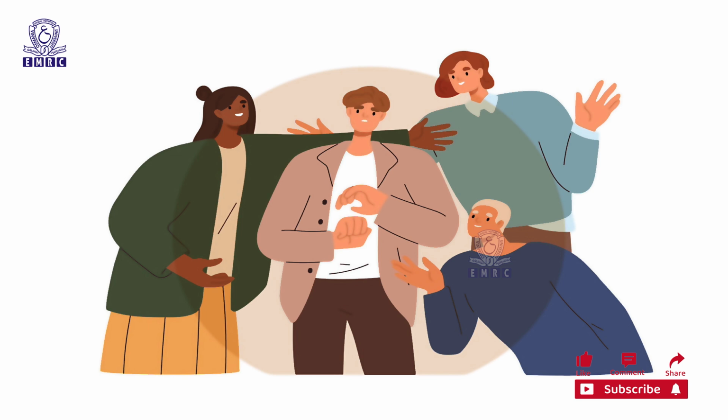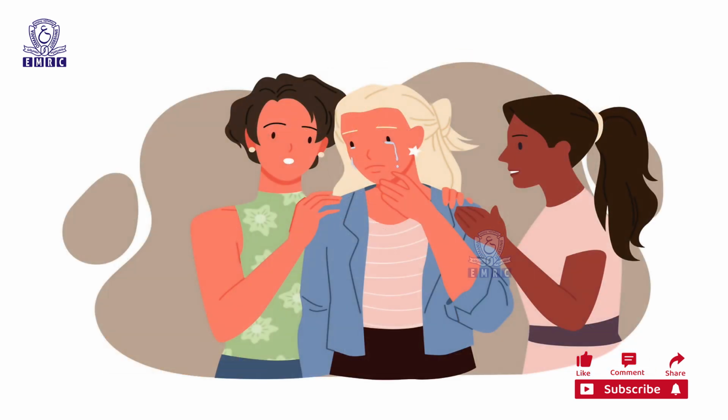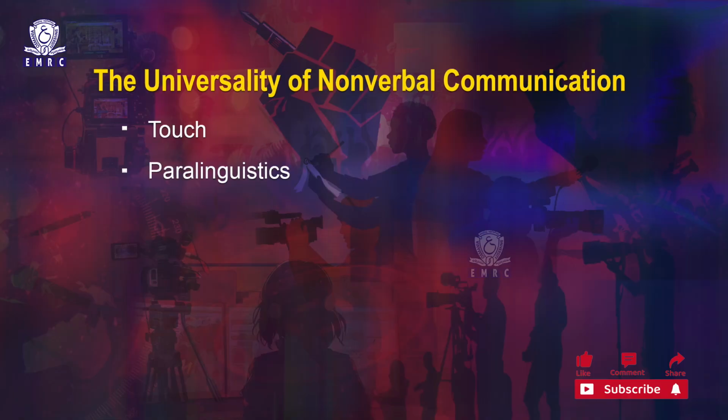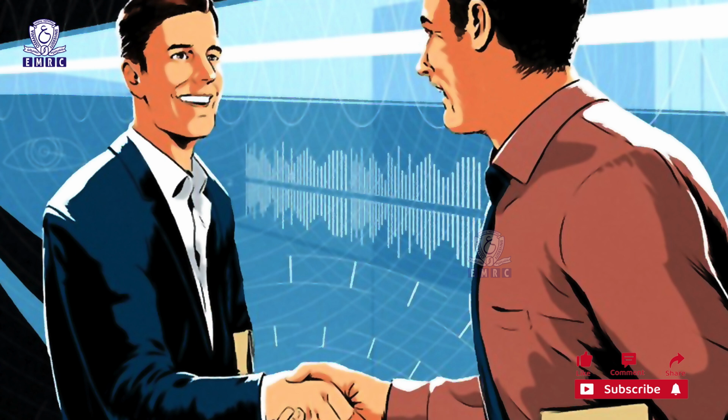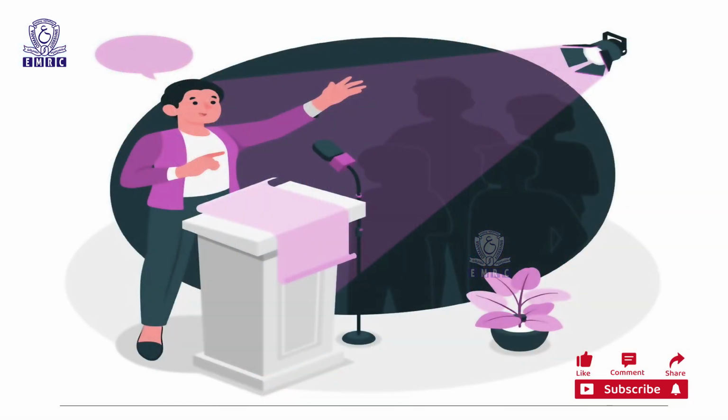Touch. Touch is a nonverbal cue that communicates various emotions and intentions. It can convey warmth, support or agreement, but the interpretation can vary across cultures. Paralinguistics. This includes elements like tone of voice, pitch, volume and rate of speech. These aspects can significantly impact the meaning of spoken words.